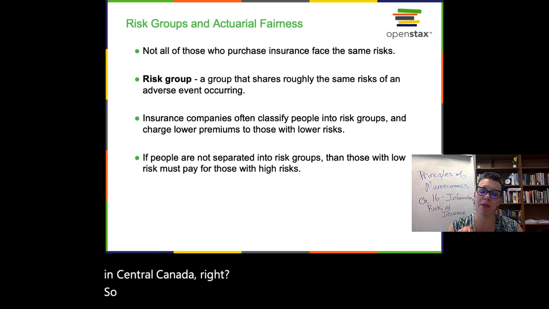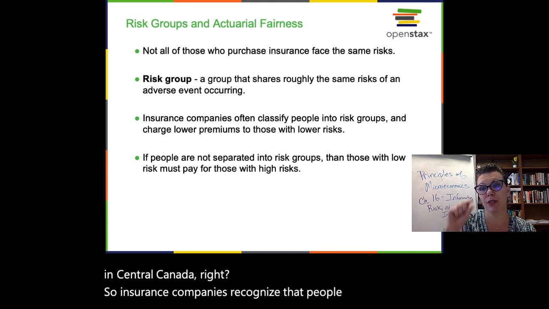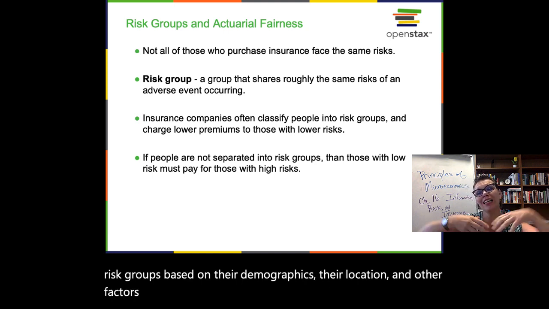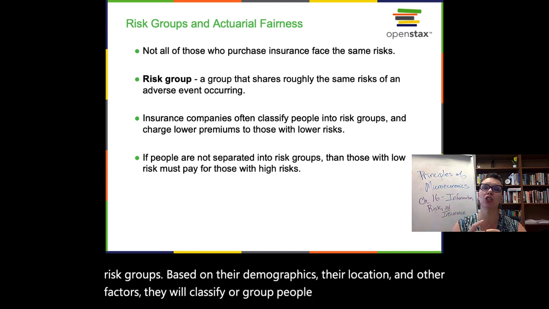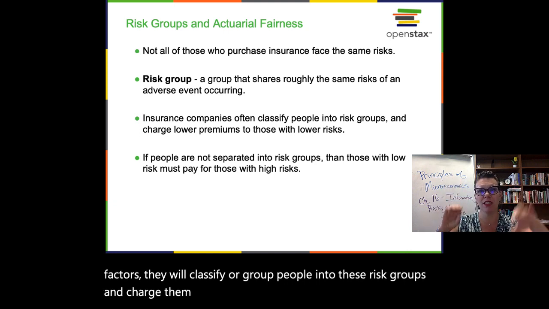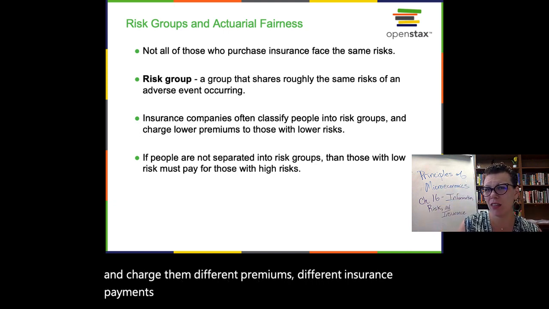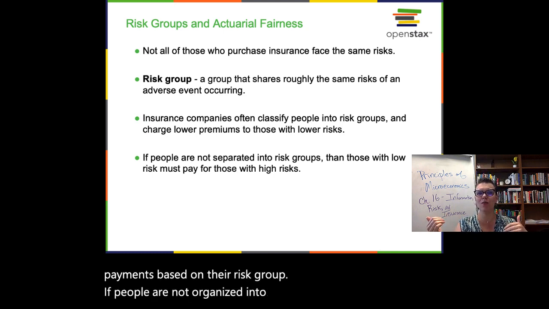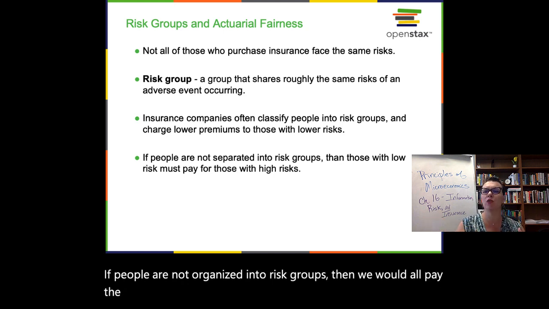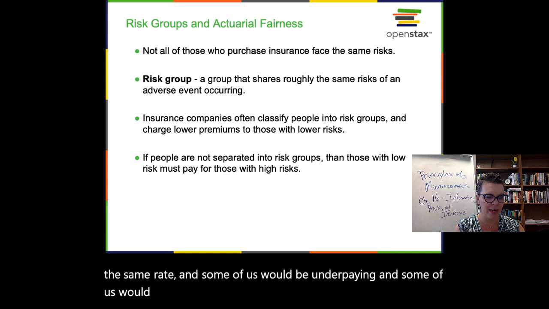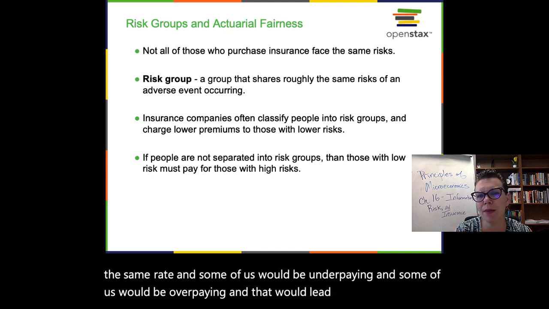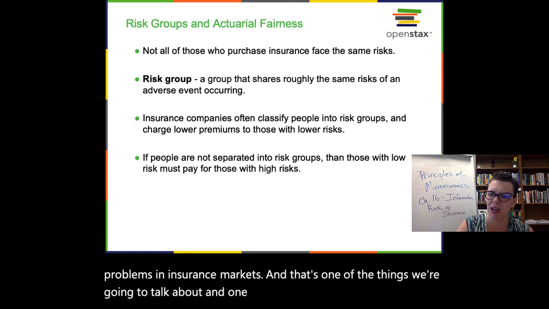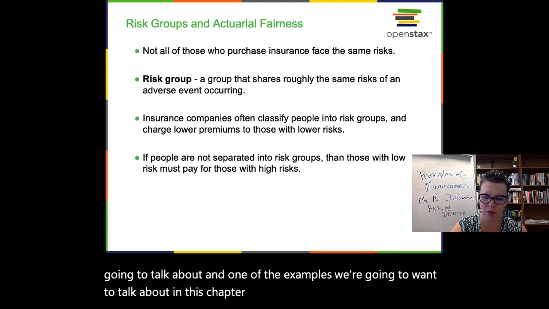So insurance companies recognize that people belong to different risk groups based on their demographics, their location, and other factors. They will classify or group people into these risk groups and charge them different premiums, different insurance payments based on their risk group. If people are not organized into risk groups, then we would all pay the same rate, and then some of us would be underpaying and some of us would be overpaying. And that would lead to really big problems in insurance markets. And that's one of the things we're going to talk about and one of the examples we're going to want to talk about in this chapter as we go through this stuff.